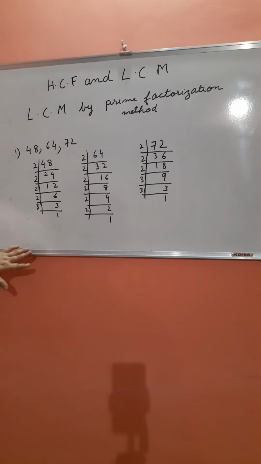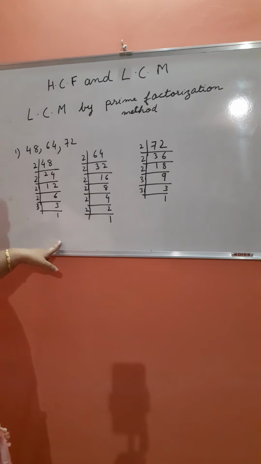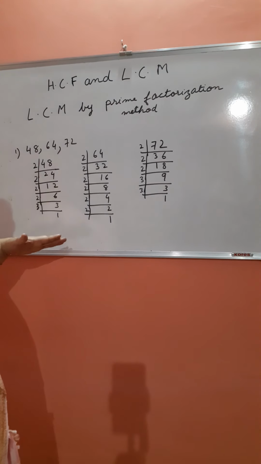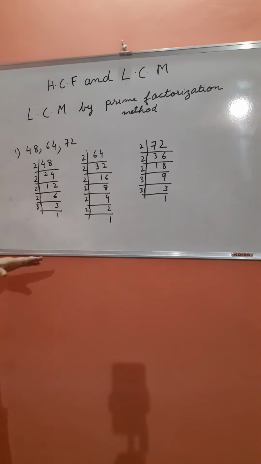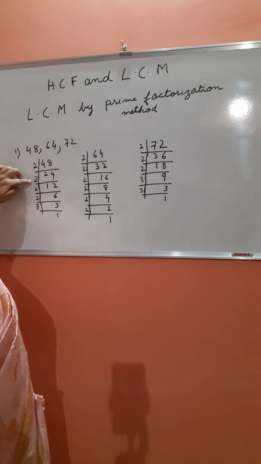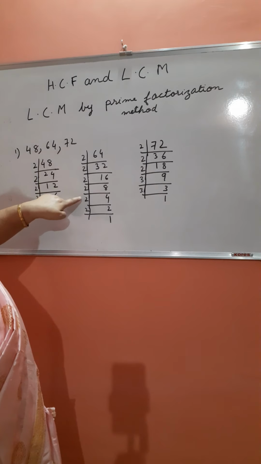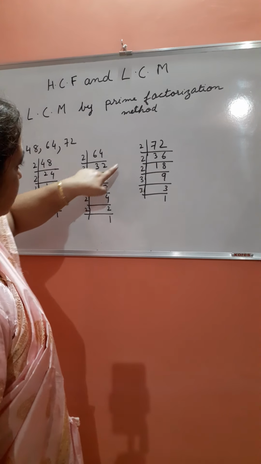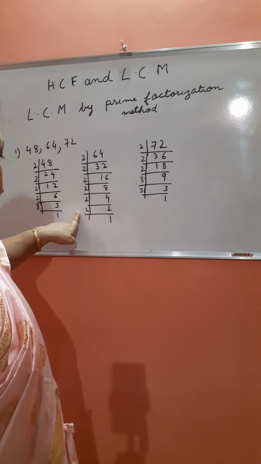In HCF what do we do? We just take out the common. But in LCM, in the prime factorization method, you have to count how many times the factor 2 comes, where it comes the maximum number of times, you take that number of 2s. See here, 1 2 3 4, here 4 times, 1 2 3 4 5 6 times here, and here 1 2 3. So you take 6 times 2.